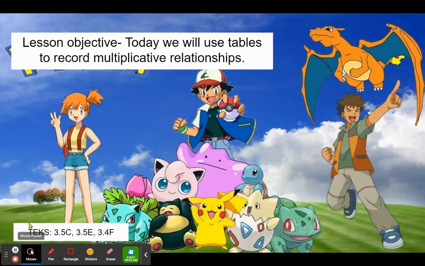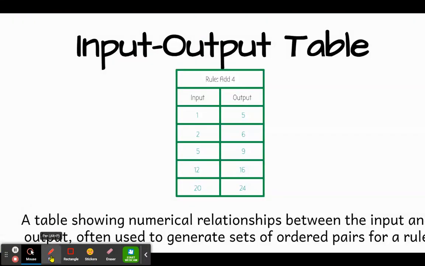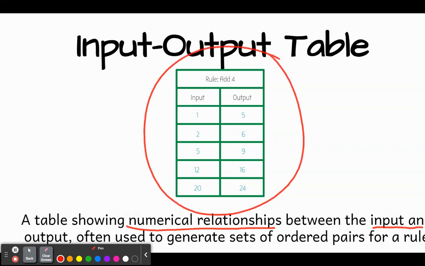All right. So before we go into our lesson, the first thing we need to do is figure out what an input-output table is. This is our vocabulary word for today. An input-output table is a table showing numerical relationships between the input and output, often used to generate sets of ordered pairs for a rule. So an input-output table means whatever is going into our table, we're going to use some rule, and then we're going to get our output. So this is an example of an input-output table.